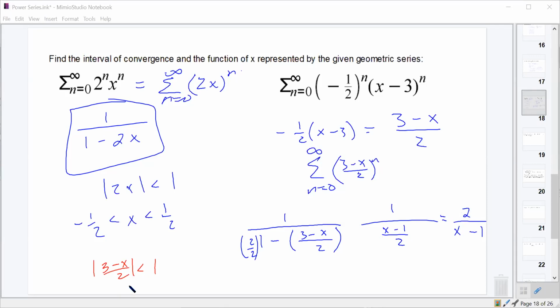Cool. And then we'll need to put 3 minus x over 2 inside of an absolute value and set it less than 1, which, if we multiply by 2 and clear out all that absolute value, is going to give us -2 is less than 3 minus x is less than 2. And we should be able to subtract the 3. -5 is less than -x is less than -1. And x is greater than 1 but less than 5. So this particular series has an interval of convergence of 1 to 5, and it should represent the function 2 over x minus 1. Does that make sense to everybody?